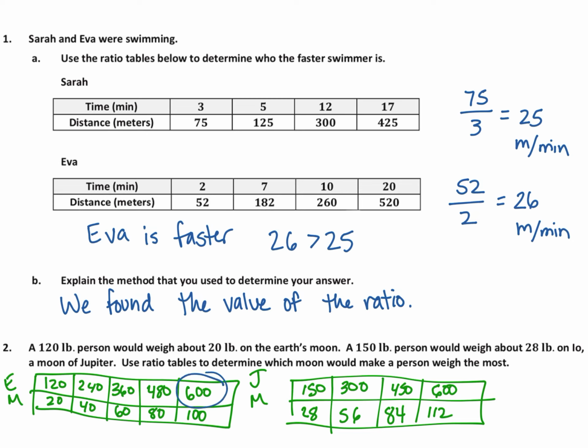So if a person weighed 600 pounds, on Io, Jupiter's moon, they would weigh 112 pounds, and on our moon, they would weigh 100 pounds. So when it says which moon would make a person weigh more, it would be Io, which is Jupiter's moon.